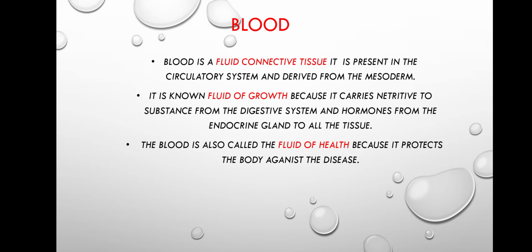So blood is a fluid connective tissue. It is present in the circulatory system and derived from the mesoderm. As all of you know, connective tissue means it gives internal support and protection. So blood is in a fluid form, so it is called a fluid connective tissue.